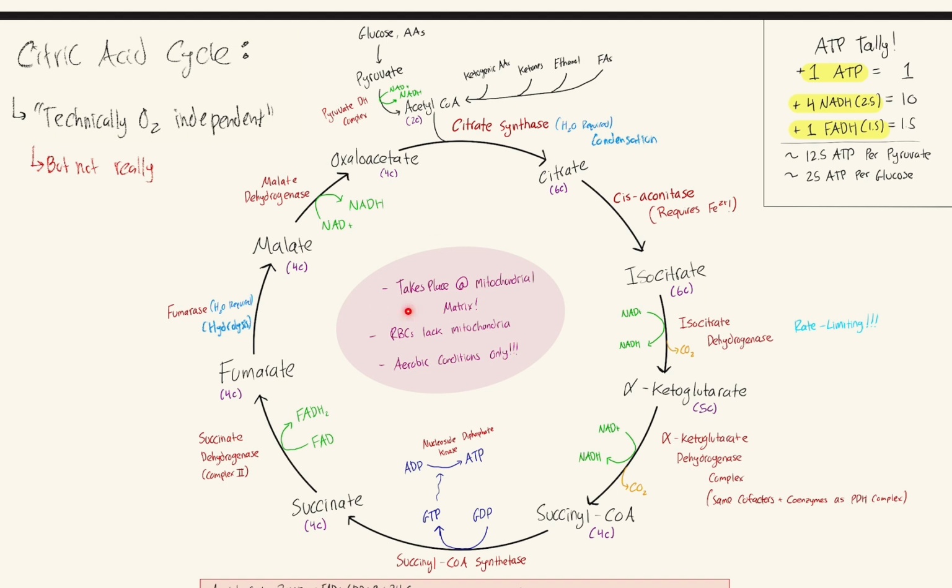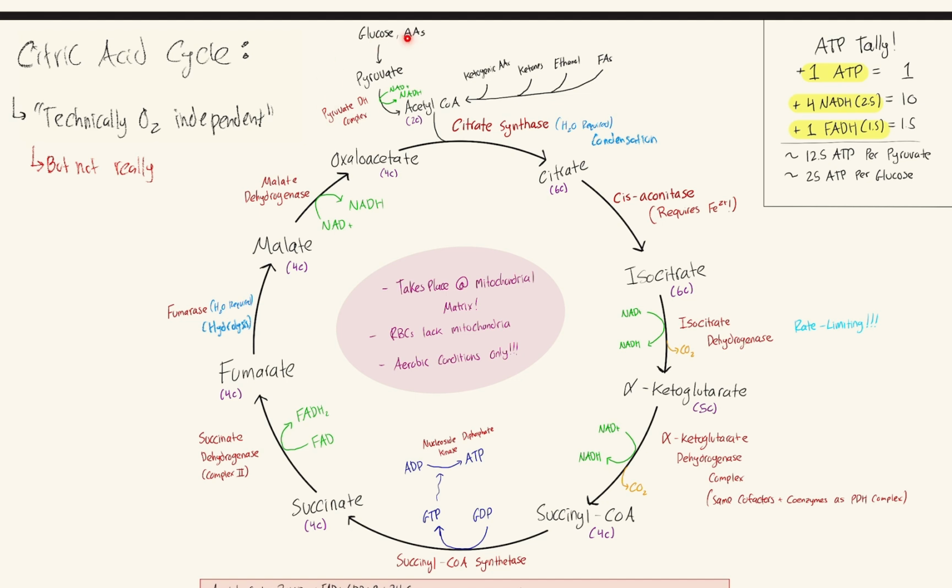The citric acid cycle takes place in the mitochondrial matrix. Red blood cells lack mitochondria, which means they don't do this. And so this only takes place under aerobic conditions. The cycle, heavy emphasis on cycle because it's not a pathway like glycolysis. This is happening over and over and over again.